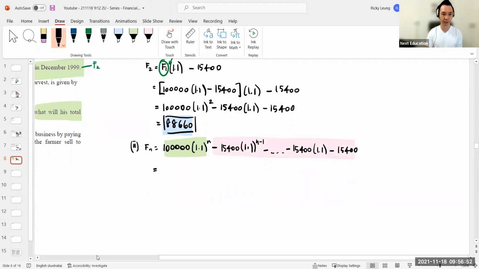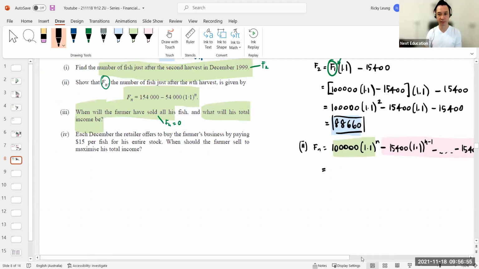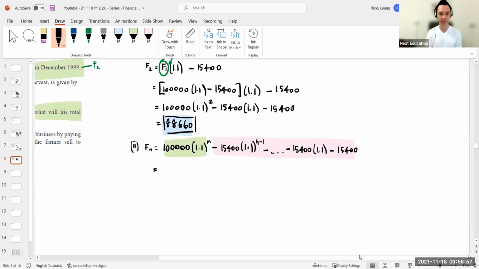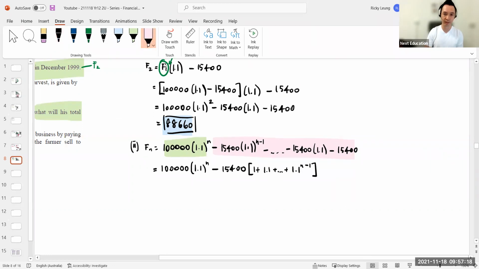Equals, let me just check the numbers. No fractions. Once again, they would have divided by a nice number. In this case, it is a nice interest rate. So factorize the 15,400 out, reverse the order: 1 plus 1.1 plus all the way to 1.1 to the n minus 1. That is the sum of a GP.